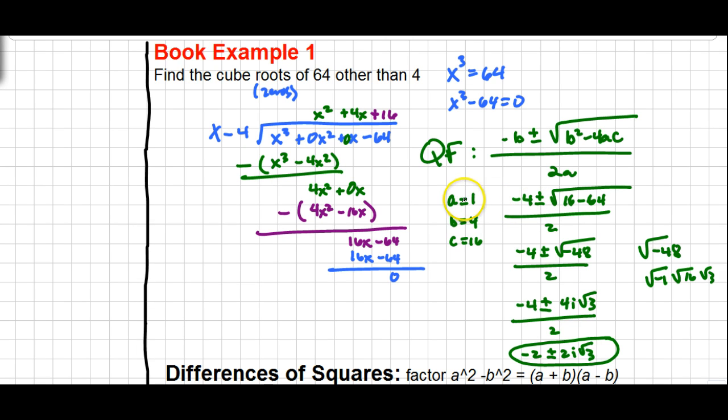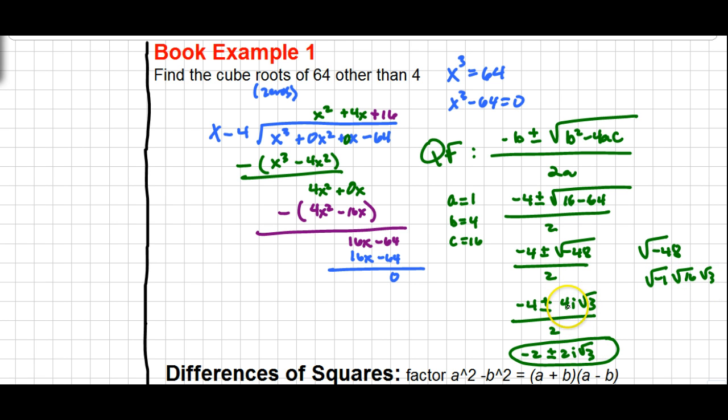So here we go. When we fill in 1, 4, and 16 for a, b, and c, we end up getting negative 2 plus or minus 2i square root of 3. We ended up with a negative 48 under the radical. If you simplify that into a negative 1, a 16, and a 3, because 16 is the highest perfect square that goes into 48, we end up with 4i there with the square root of 3.